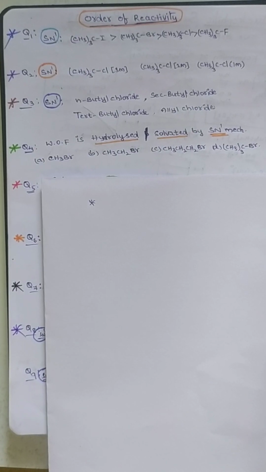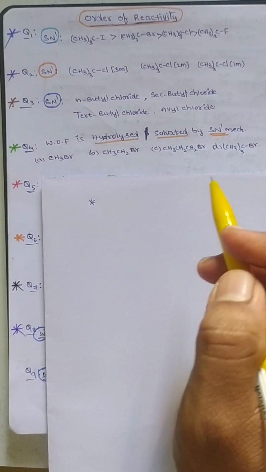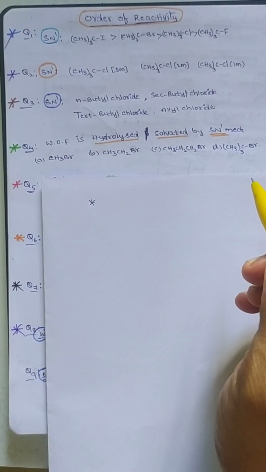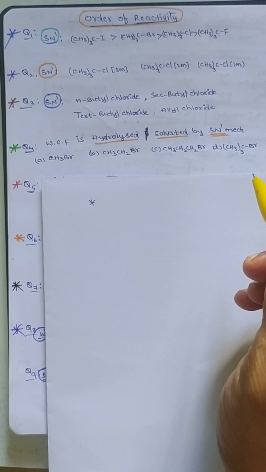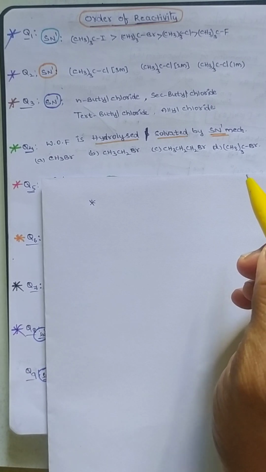Now in this video we are going to discuss numericals or MCQ type questions on the SN1 reaction. First case, which is the more reactive in SN1? In all these cases, all are 3-degree alkyl halides: iodide, bromide, chloride, fluoride. Which is the answer?